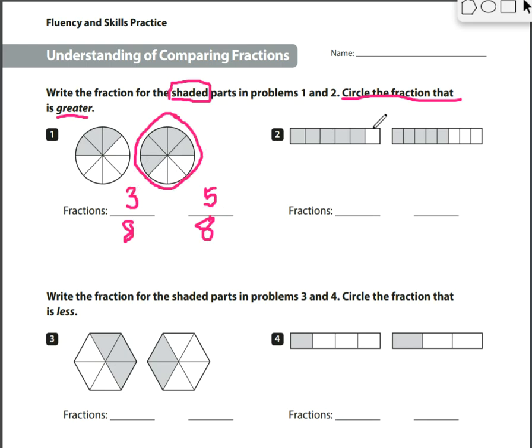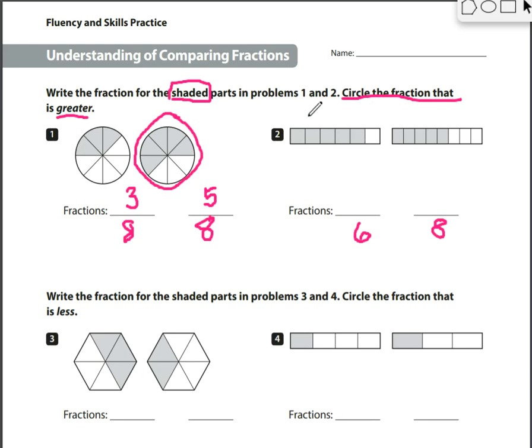Now let's move on to number 2. The first thing I notice about number 2 is that this is not cut into the same amount. This has fewer boxes than this one. So we're going to have to determine what's going on here. We have 1, 2, 3, ooh, that threw me off. 1, 2, 3, 4, 5, and we have 6. We have 1, 2, 3, 4, 5, 6, 7, and we have 8 right here. So here we're comparing 6ths and 8ths. This is going to feel a little tricky at first.